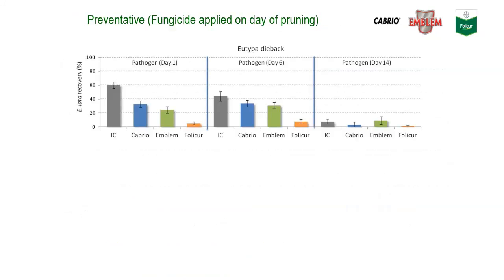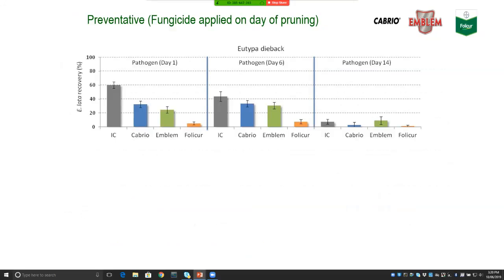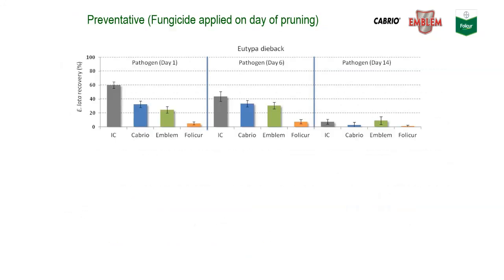Now for preventative application, again, we found that these products really work. So here again on this graph, these are the pruning wounds that were not treated with fungicides. And here you can see if you don't apply any preventative fungicides, then you will expect around 60% infection. However, if you apply that right after pruning, then you will significantly reduce that infection.